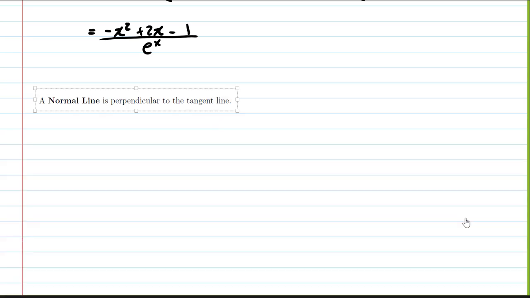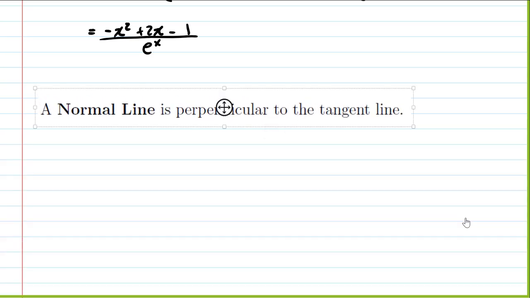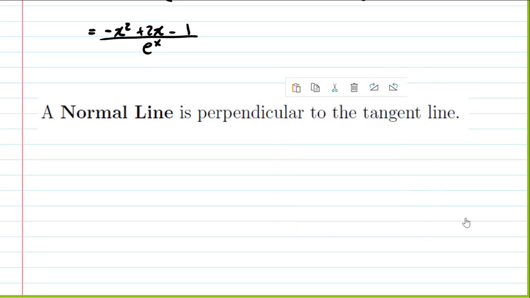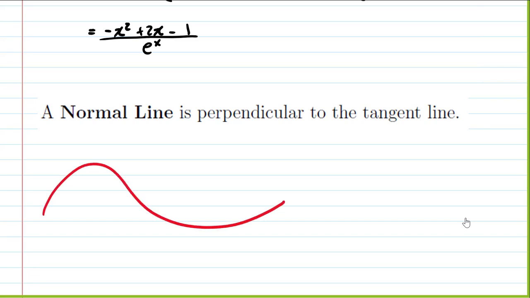So the normal line is perpendicular to the tangent line. So whenever you hear a normal line to a curve, the normal line is the perpendicular to the tangent. So if I have something that looks like this, I have my tangent line, which is the same as the slope of my curve, right? So that's my tangent. The normal line is the line at that point that makes a 90-degree angle with the tangent line. So that guy is our normal.